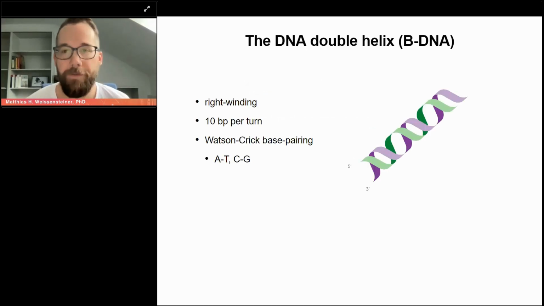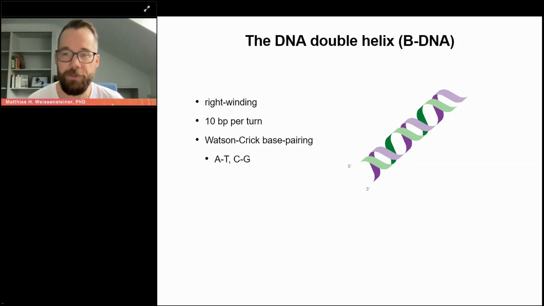So to start off, to explain what non-bDNA actually is, I first go over the bDNA, and that is the DNA double helix. So this is essentially the textbook representation of DNA. It's a right-winding double helix with 10 base pairs per turn. And the bases are paired in the Watson-Crick base pairing, meaning that A pairs with T and C with G.